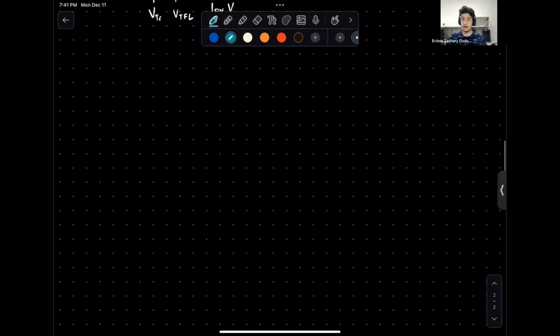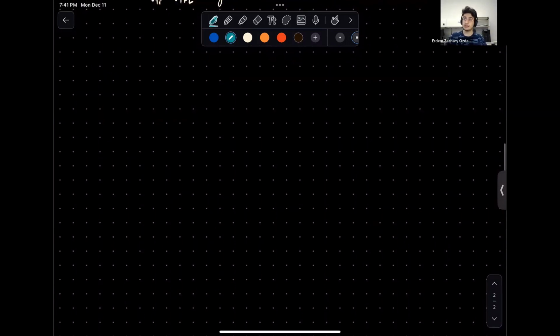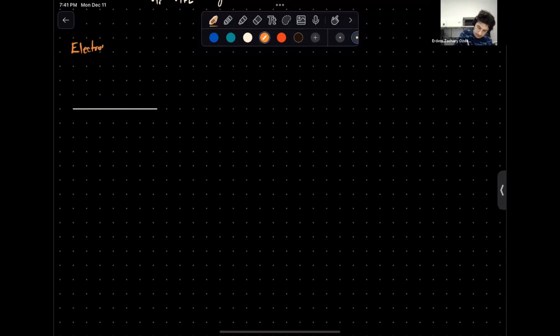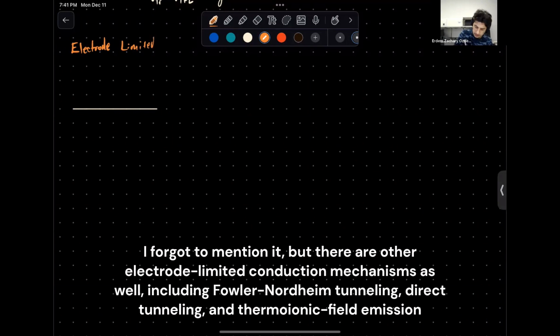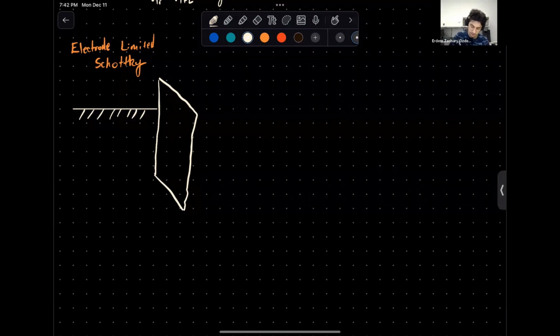Now let's also look at an electrode limited mechanism. The one that we're going to be looking at, which is fairly common in these types of materials, is what is called Schottky emission. So here we can draw a similar thing to what we drew before. This is Schottky. All right, so here we have our metal. We have our dielectric once again. In this case, it doesn't really matter, but we can say AlN because why not? And then we have our other metal.